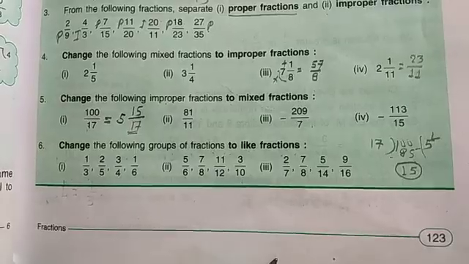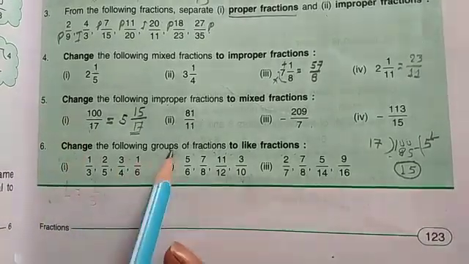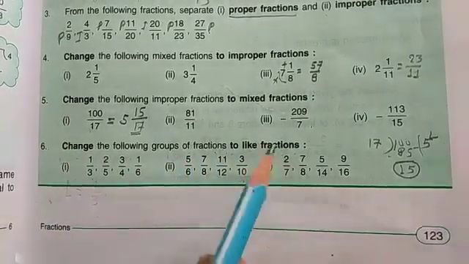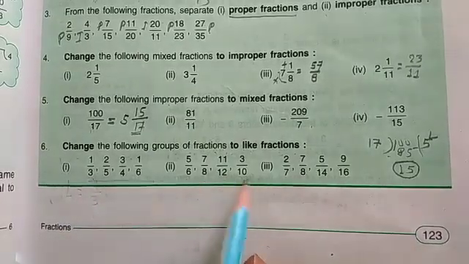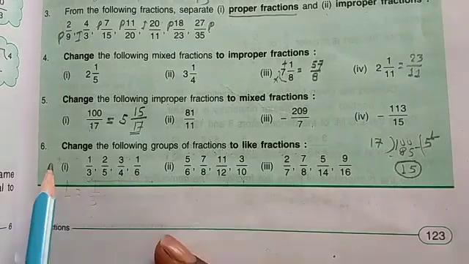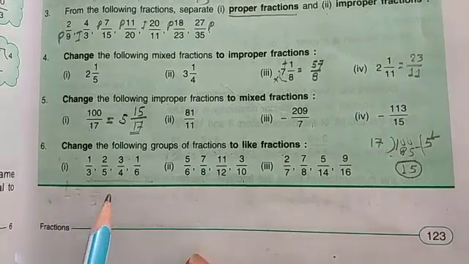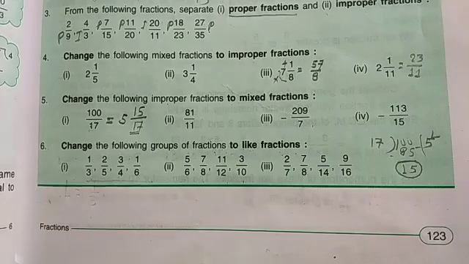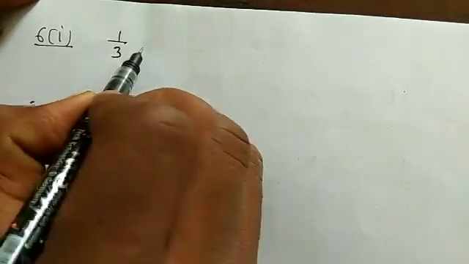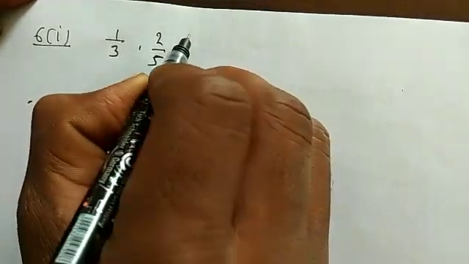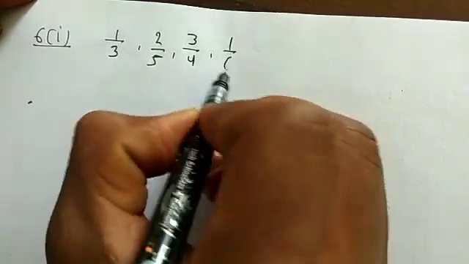Question number 6, that is, change the following groups of fractions to like fractions. Means these fractions are given, and we have to convert these fractions into like fractions. They are unlike fractions. You already know how to change unlike fractions into like fractions. Part 1, question 6, part 1. This is 1 upon 3, 2 upon 5, 3 upon 4, and 1 upon 6.